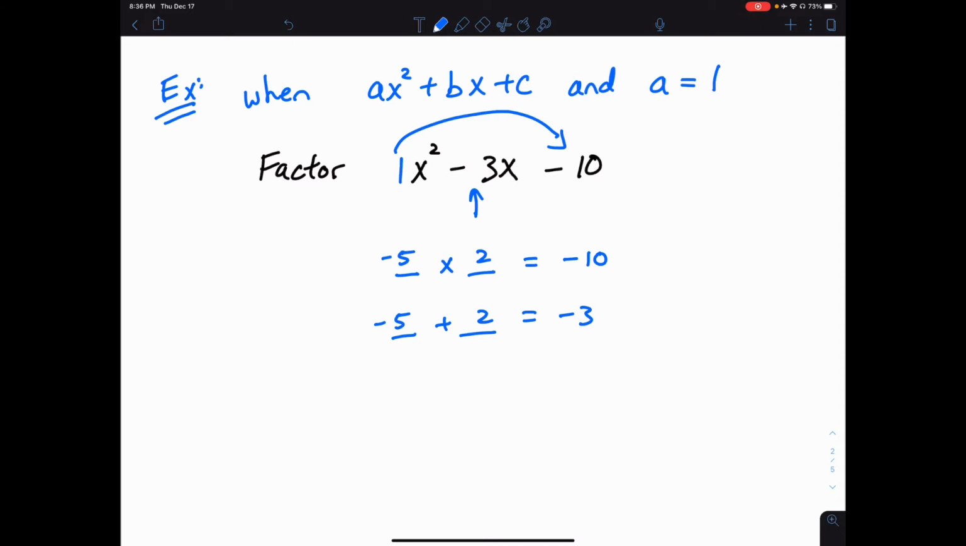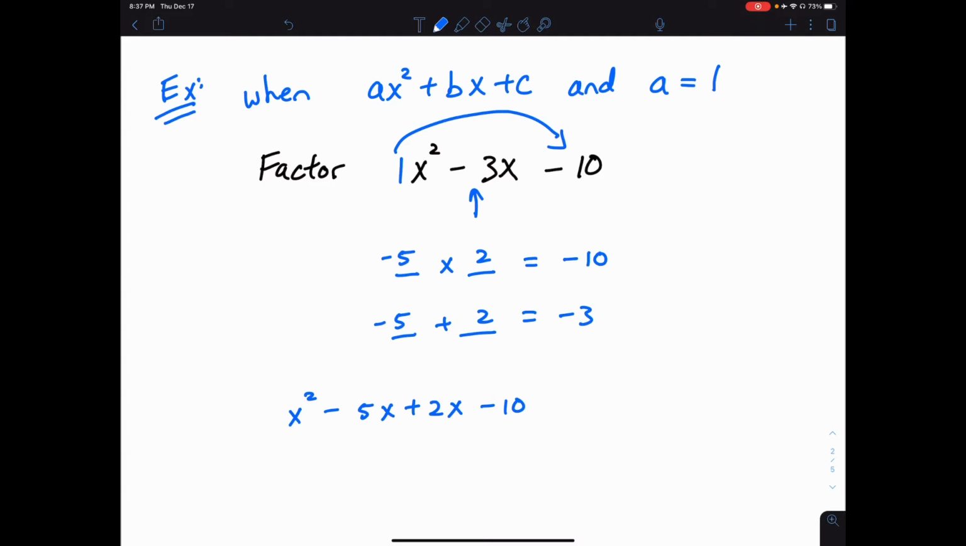Now to do decomposition, what this means is that we break down the middle term. The middle term decomposes, right? The word decomposition means breaking down. So we actually break it down into negative 5x and plus 2x. And that is what decomposition will do for us. It breaks down the middle term.